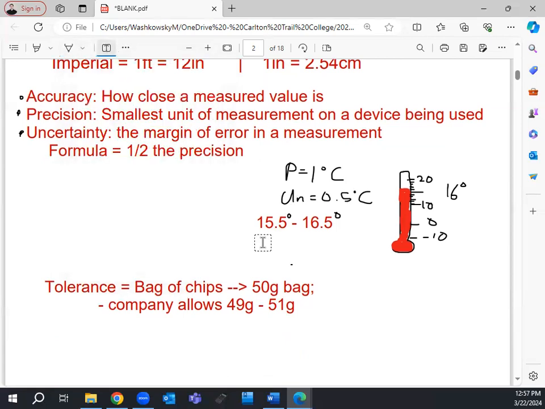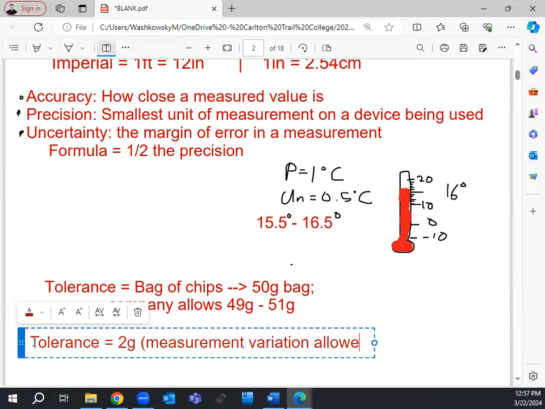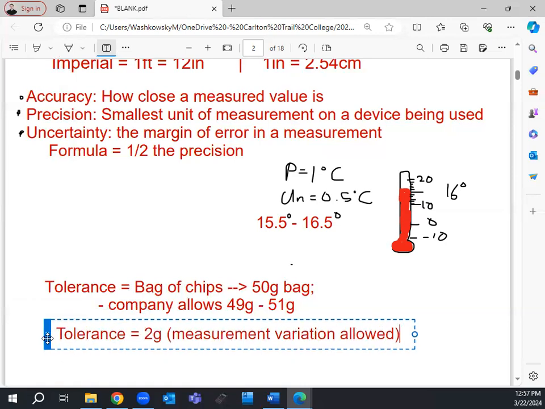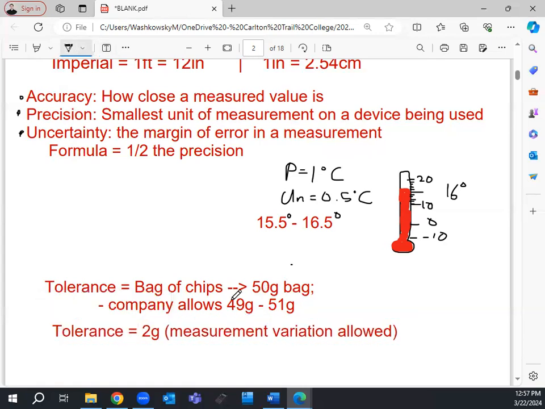So our tolerance in this case would be 2 grams. An official definition for it is it's measurement variation allowed. I've said, hey, with this bag of chips, if I'm the Lay's Potato Company, I'm okay with a 2-gram tolerance. You're like, well, but it only goes up and down by 1 gram. But in total, it's a 2-gram difference here, right? That's where I'm getting that number from.